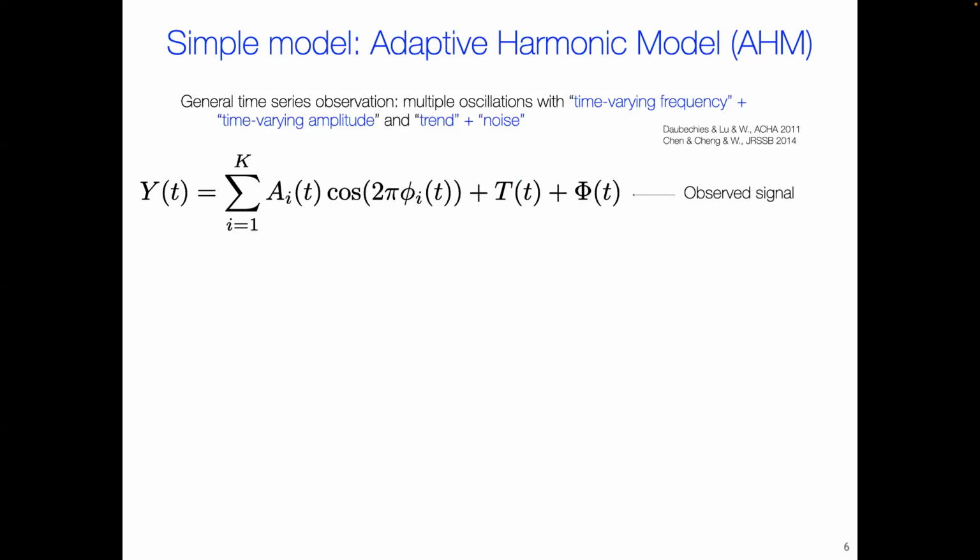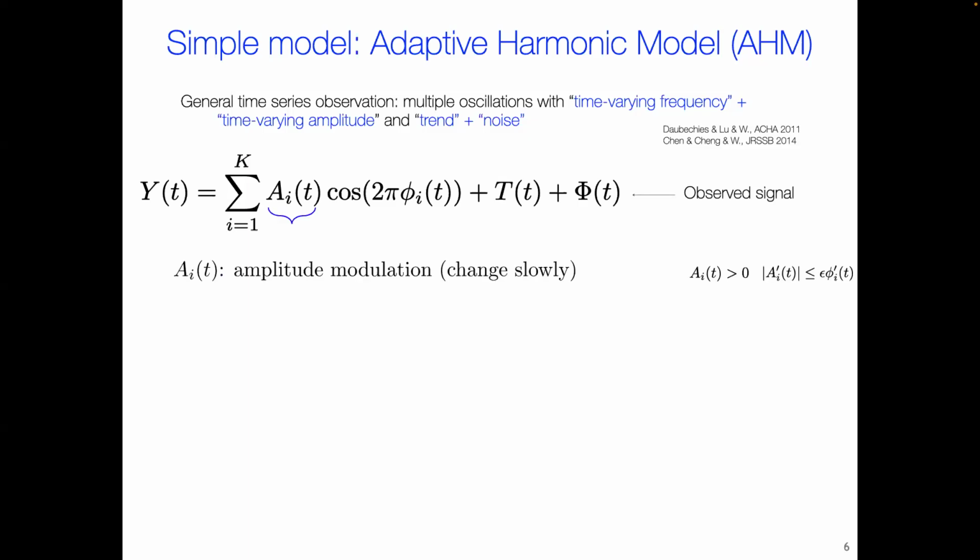You have Y, which is a random process. This random process is composed of K oscillatory components, A_i(t) cos(2π φ_i(t)), and T, which is the trend, and Φ, which is a mean zero random process. Let's take a look at each component.